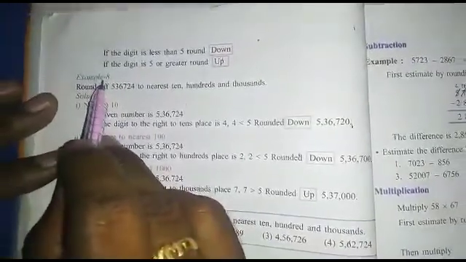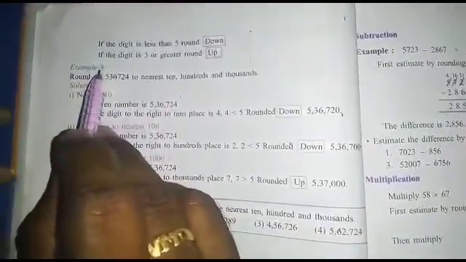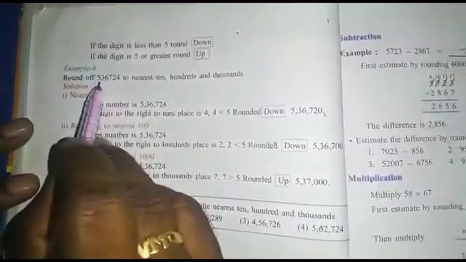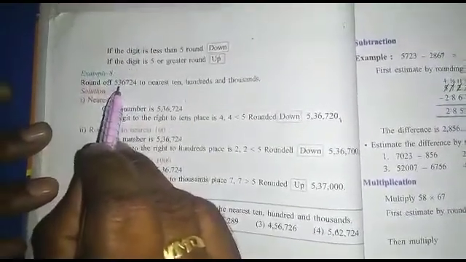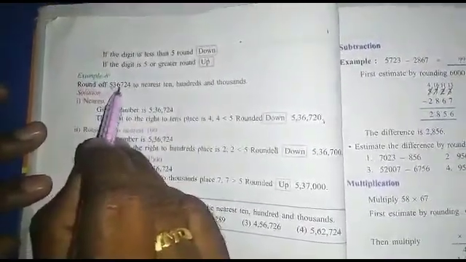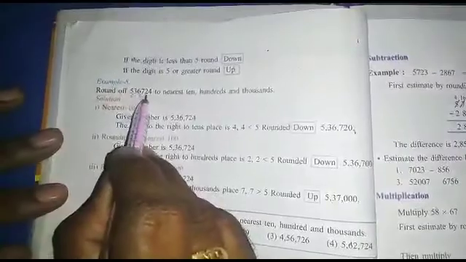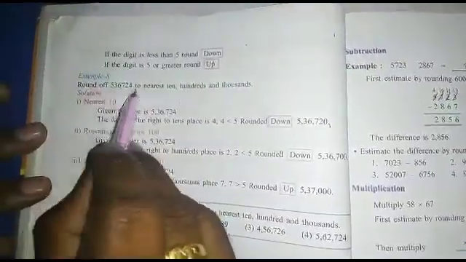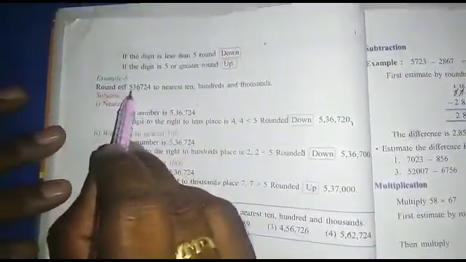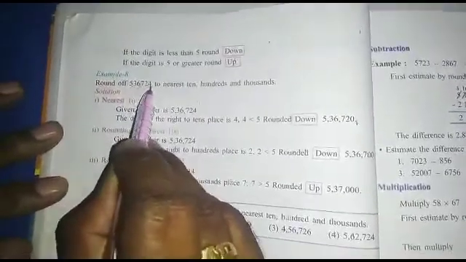Now example 8 will be observed, and with this all the logic will be understood. Round up the number 5,36,724 to the nearest 10, 100 and 1000.